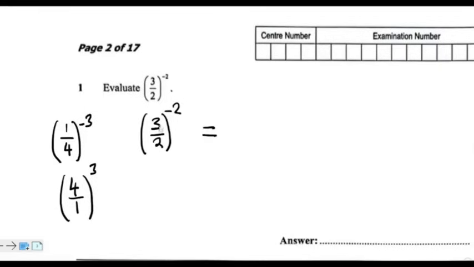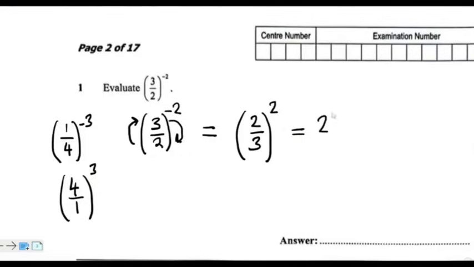So the reciprocal of 3 over 2, they will just interchange. The 2 will become the numerator. The 3 will become the denominator. So I'm going to have 2 over 3 in brackets raised to the power of 2. The moment you find the reciprocal of 3 over 2, the power will become a positive. From here, we can see this power is affecting both the numerator and the denominator.